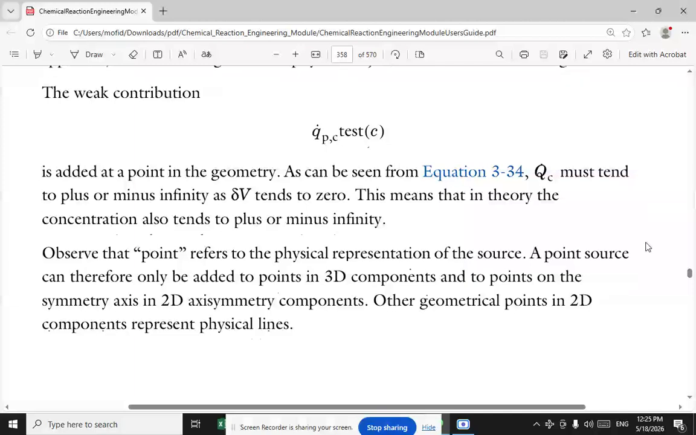Observe that point refers to the physical representation of the source. The point source can therefore only be added to points in 3-dimensional components and to points on the symmetry axis in 2-dimensional axisymmetric components. Other geometrical points in 2-dimensional components represent physical lines.